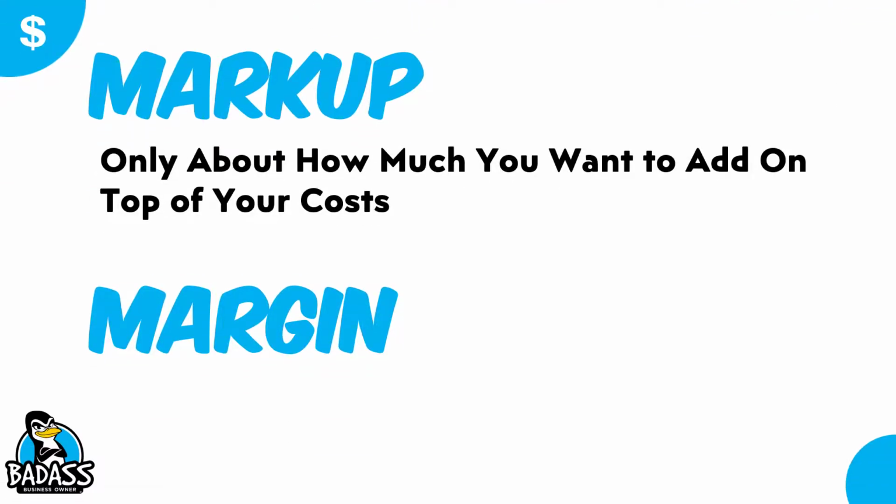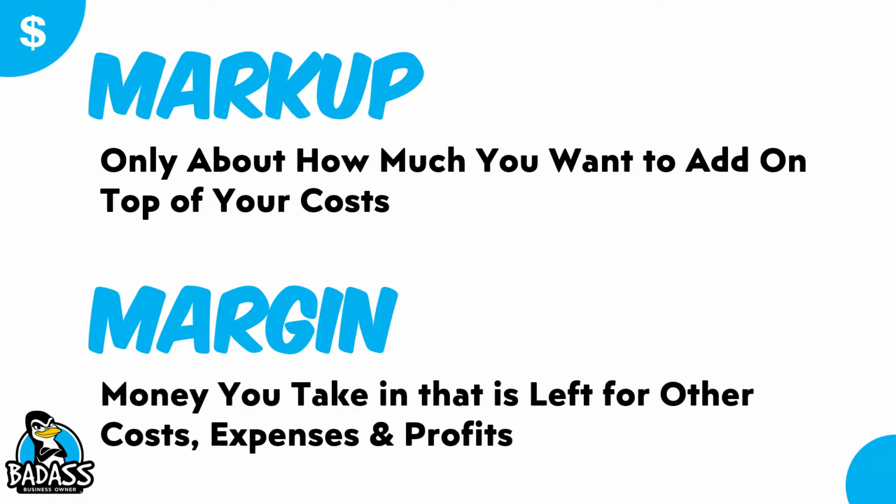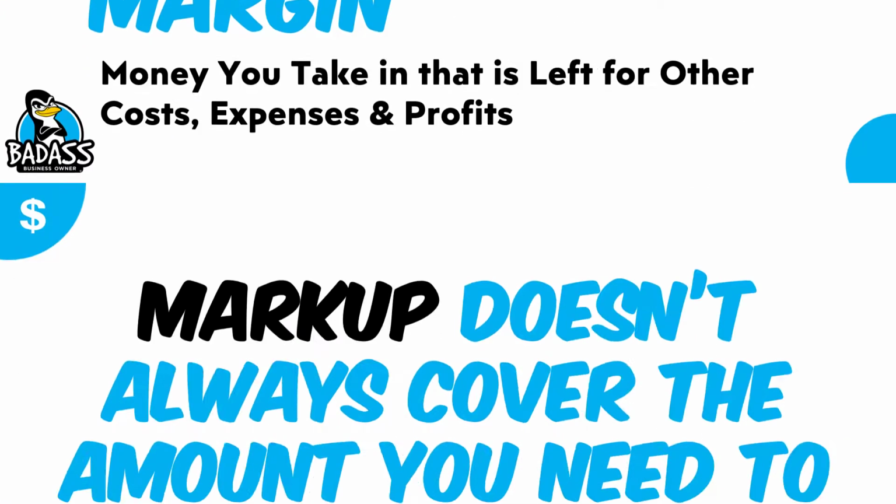Markup is only about how much you want to add on top of your costs. That's all markup is. Whereas your margin is the money you take in that is left over for your costs, expenses, and profits. So you only have as much money as you bring in, being your sales, your revenue, that top line. In this case, it was $25. Once you start taking away the cost and get down to that $15, all markup was telling you is you marked it up $15. Whereas under margin, it's telling you you have $15 left to pay any additional costs, expenses, or profits. Hopefully that's making some sense.